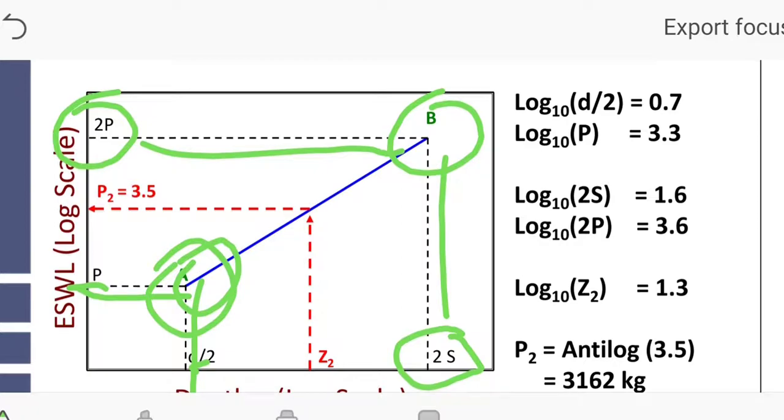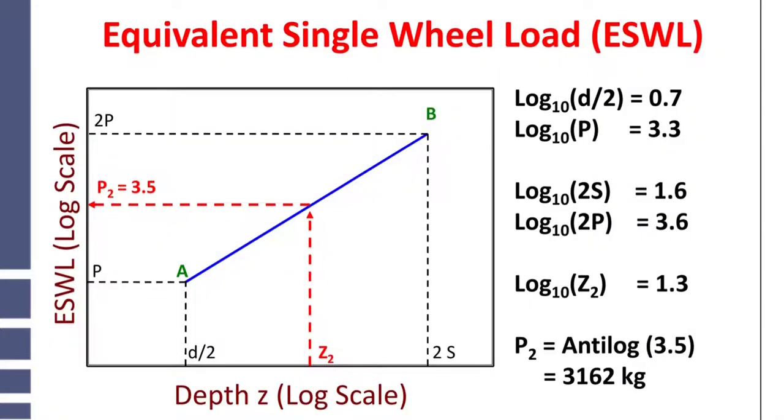Here also, while finding the value, if you have taken log of that particular value, log of that value will be this. Correspondingly with respect to this line, P2 is equal to 3.5. As I have taken log, the anti-log of 3.5 will be the value in kg, that is the equivalent single wheel load, which I have got as 3162. Similarly, you can find it for 5 centimeter and 40 centimeter.